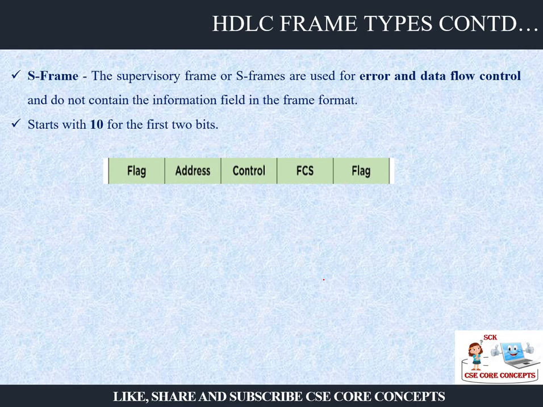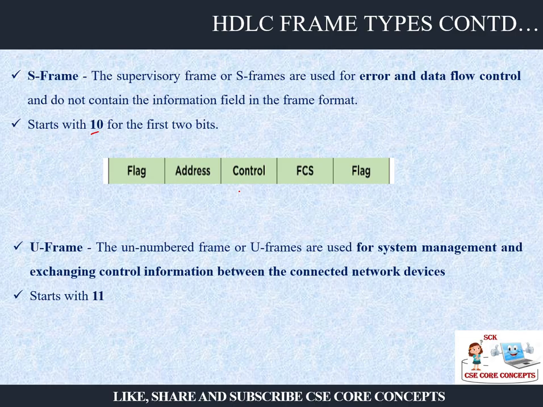Then comes your S-frame. S-frame is called the supervisory frame. They are used for error and data control. They do not contain any information. They are used only for flow control management and error control management, right? And they start with 1 and 0.